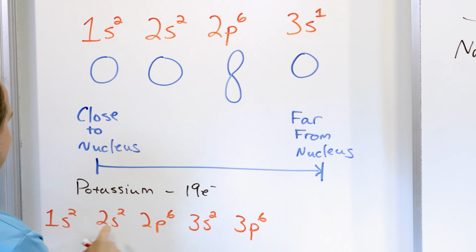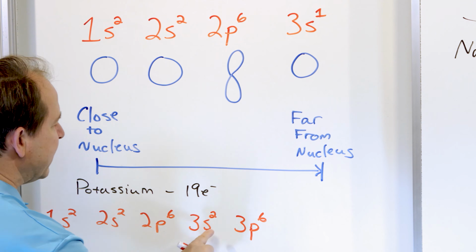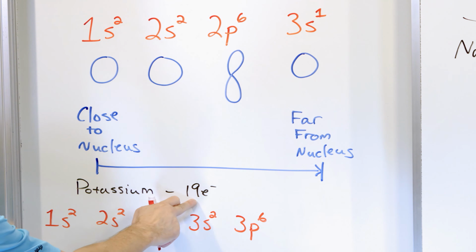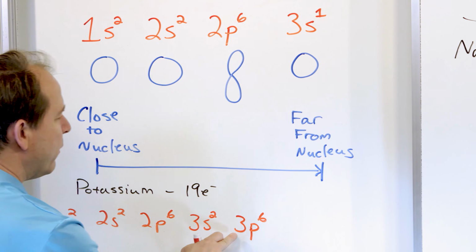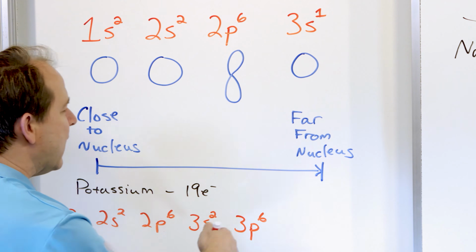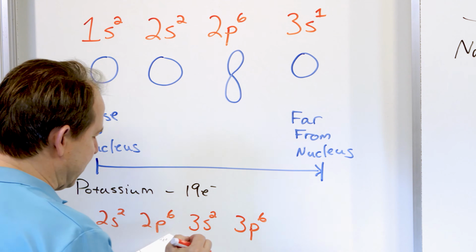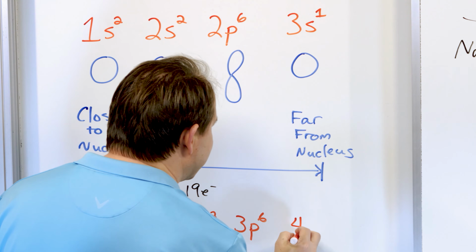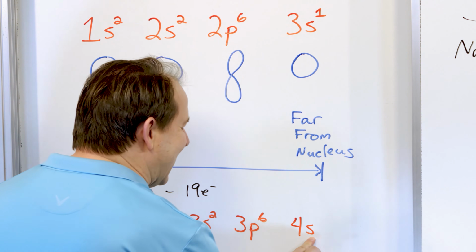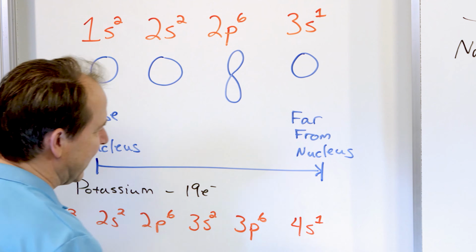So how many do we have now? We have 10 right here, and then we have 8 here. So there's 18, but we have one more electron. What would come after s and p, after we exhaust the 3p orbital? We have the 4th energy level, and that's going to be an s orbital, and there's only one left over.